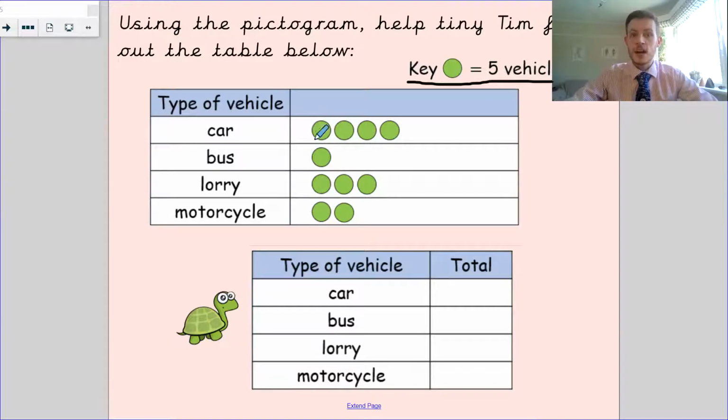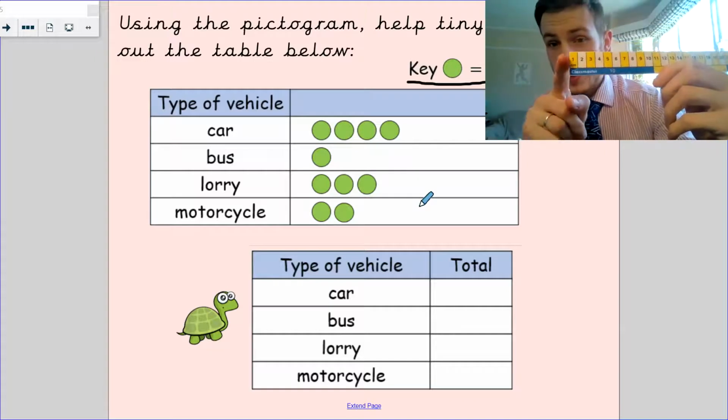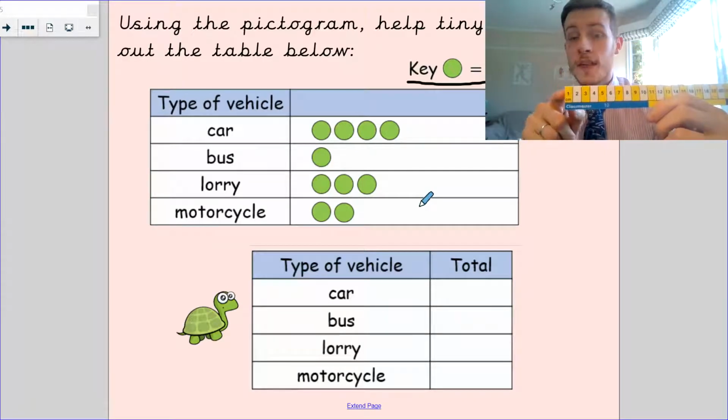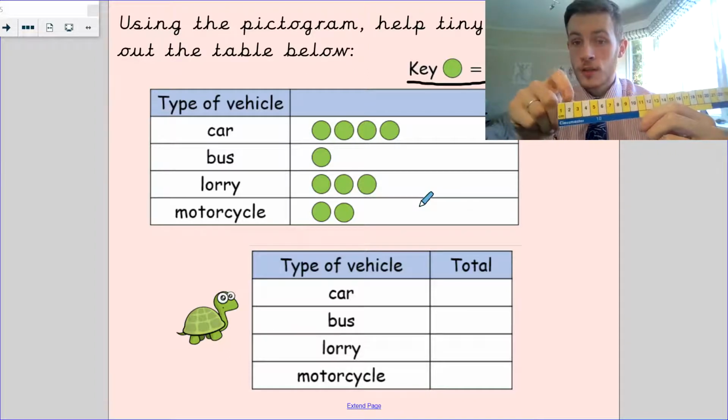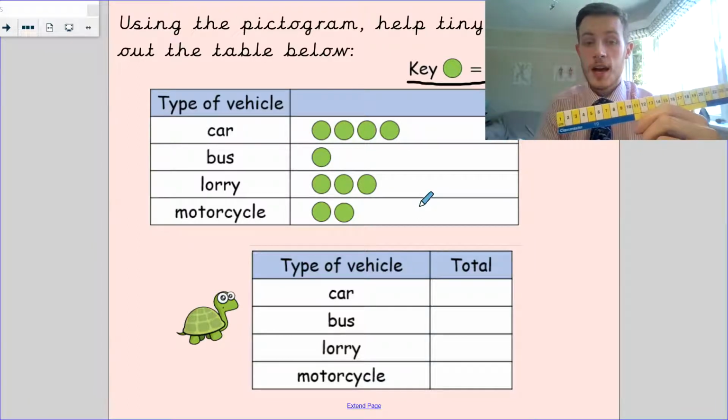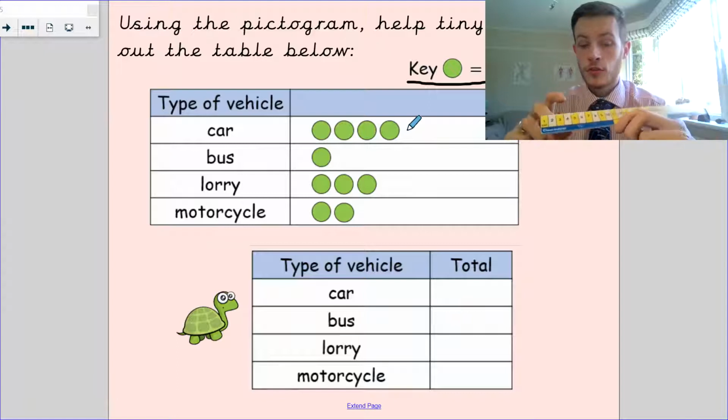So each one of those green dots is worth 5. So we're going to need to count in our 5s, either on our ruler or in our head, okay? If I am counting in 5s using my ruler, I'm going to start from 0 and count 5, and that's one dot. So it's going to go 1, 2, 3, 4, 5. I'm on 5. That is 1 dot. I've got to count 4 dots. Then I need to count another 5. 1, 2, 3, 4, 5. I'm now on 10. That is 2 dots.